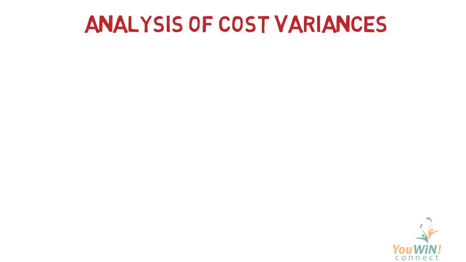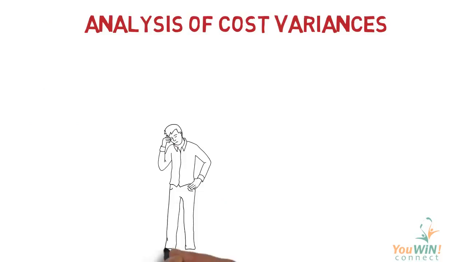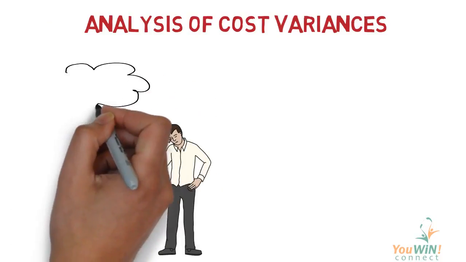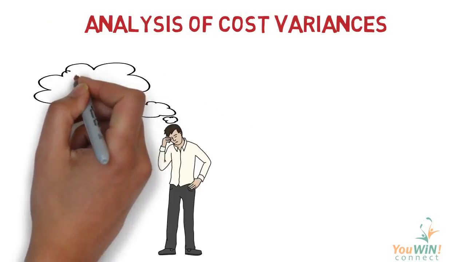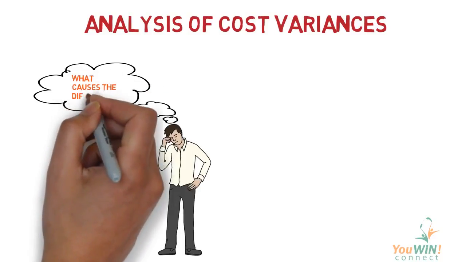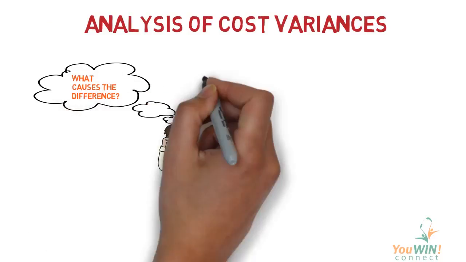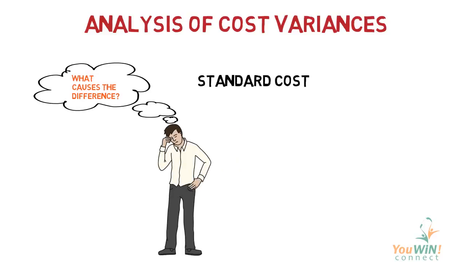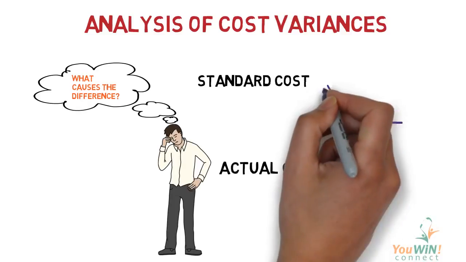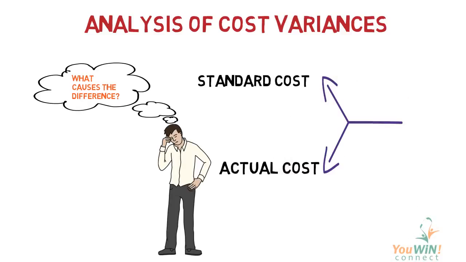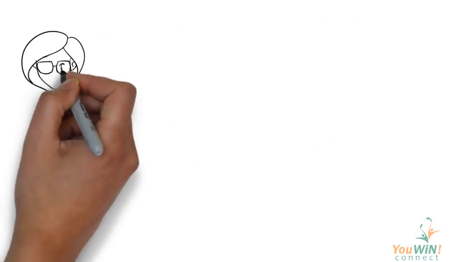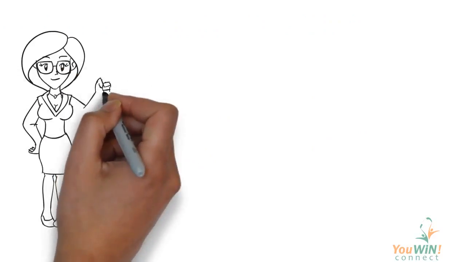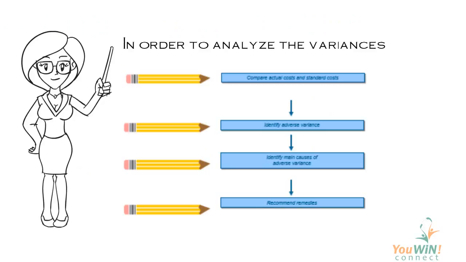Analysis of cost variances. In order to control cost, we must first be able to analyze what causes the difference between the standard cost we have set as an organization and the actual cost we have incurred. The difference between the standard cost and the actual cost is referred to as cost variances. To control the cost, we must identify what the causes of these variances are.